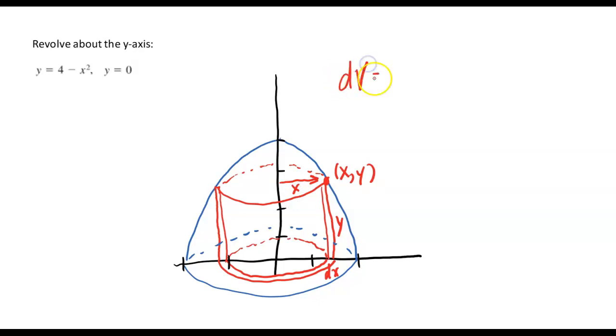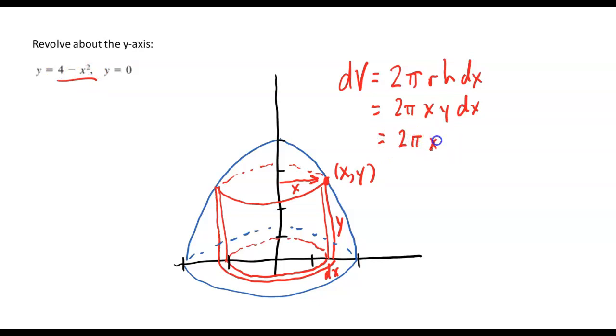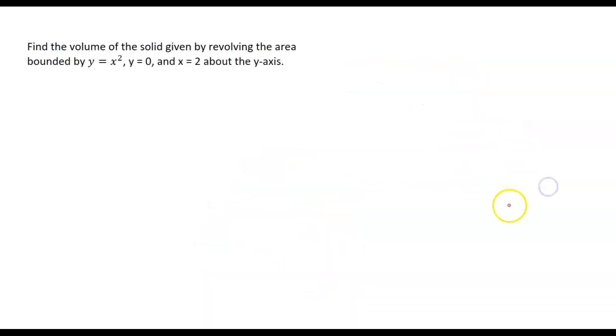So the volume of this red shell is 2 pi r h dx. R is x. H is y. Well, what is y? y is 4 minus x squared. So I have 2 pi x times 4 minus x squared dx. And if I distribute that x, I get 2 pi times 4x minus x cubed dx.